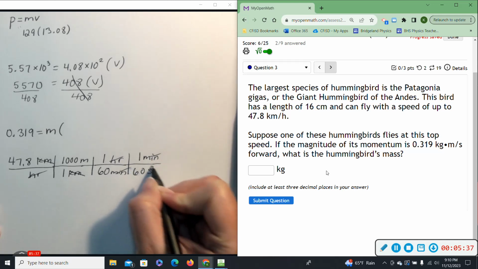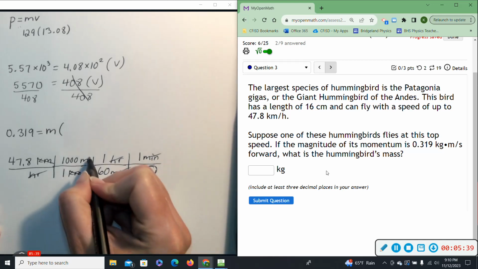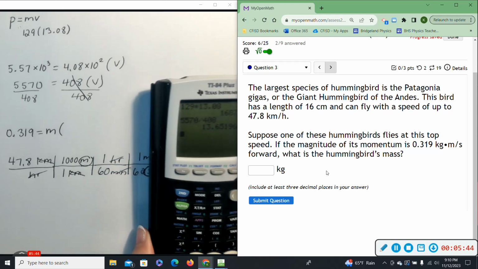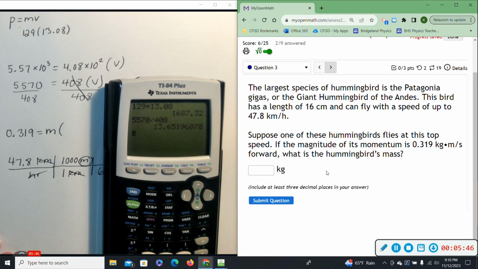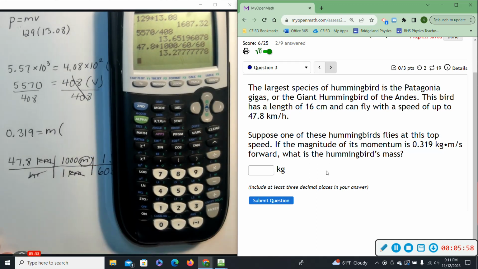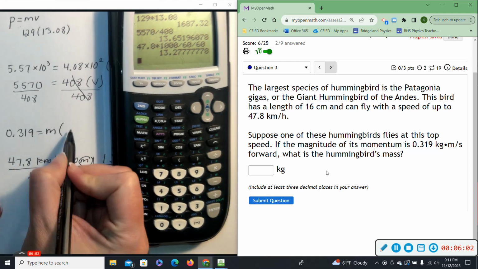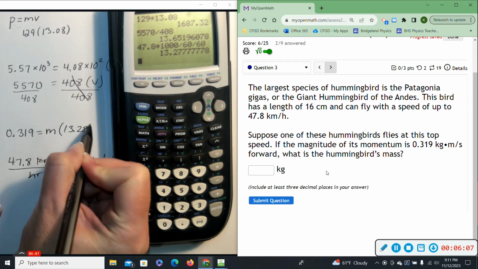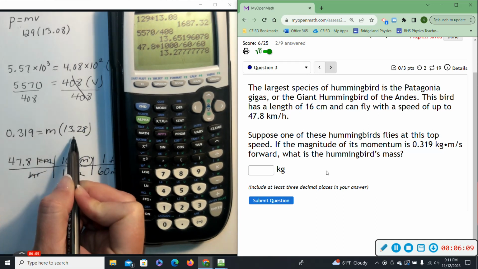Now we've canceled the minutes, and the remaining units are going to be meters over seconds, which is what we want. So let's go ahead and put this into the calculator. 47.8 times 1,000 divided by 60 and divided by 60 again gives me 13.28. And again, this isn't my answer. This is simply the velocity that I need to use right here. 13.28 is my velocity in meters per second.